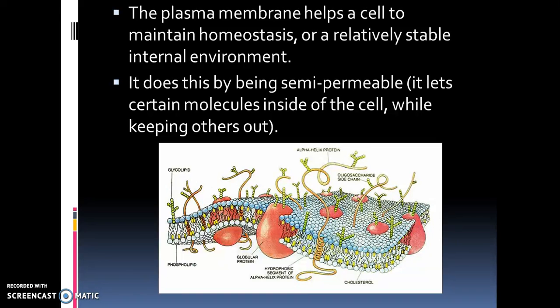The plasma membrane helps the cell maintain homeostasis, which is basically a stable internal environment. It can do this because it is semi-permeable. Semi-permeable means that it selects what goes in and out. So certain molecules can move in and out of the cell, while others are kept out or prevented from moving in and out of the cell.